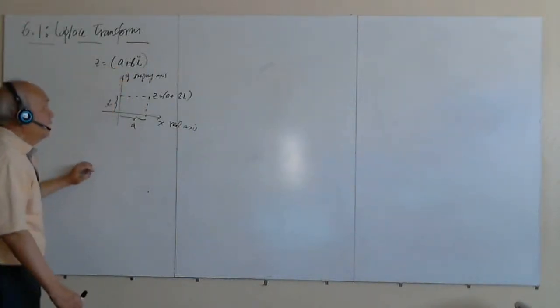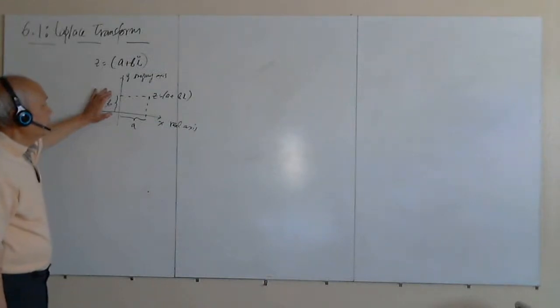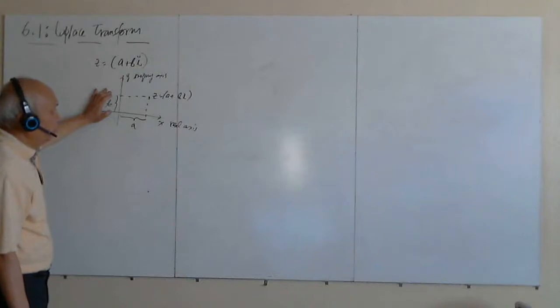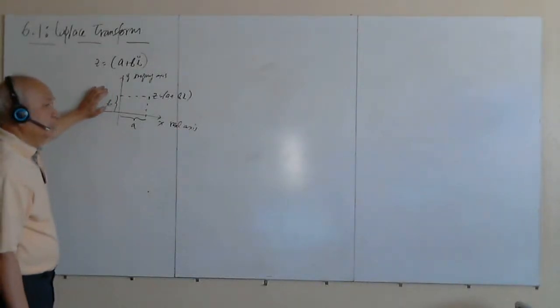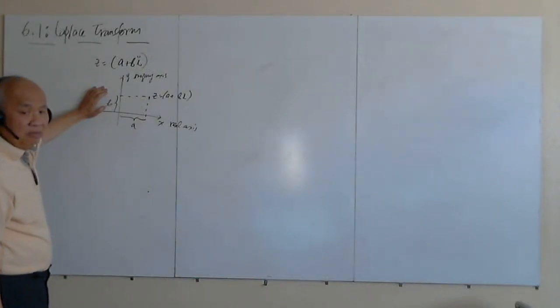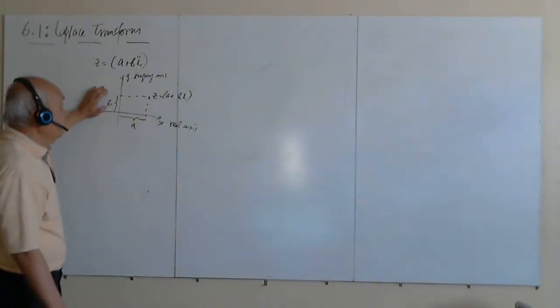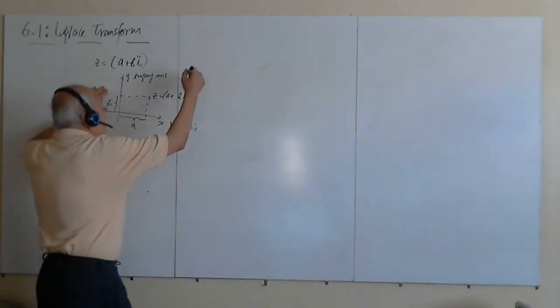Now let me give you an example. Let's say you become an engineer, or you're already working as an engineer, and for some reason you are investigating a problem, and the problem gives you a number z, which is a complex number.